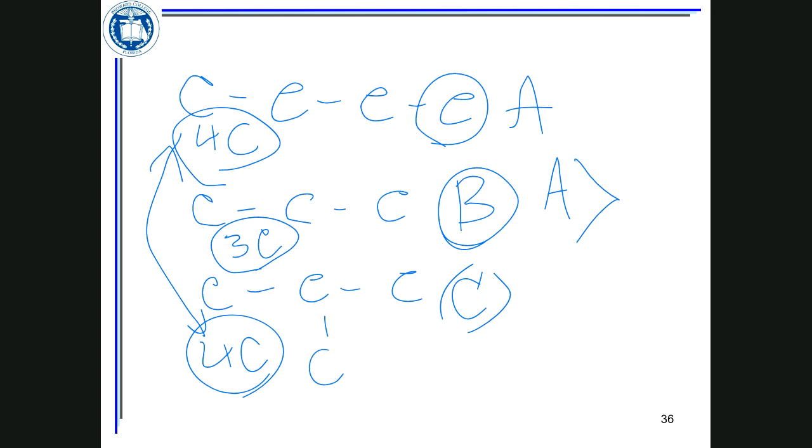And then between B and C, B has 3 carbon, C has 4 carbon. So B is going to be the lowest. So B would have the lowest boiling point, A would have the highest boiling point. A different example.